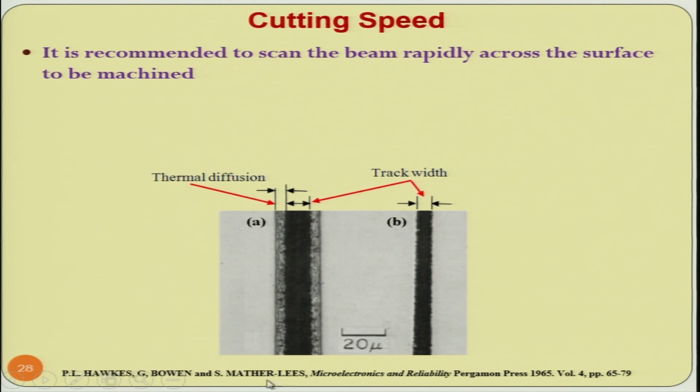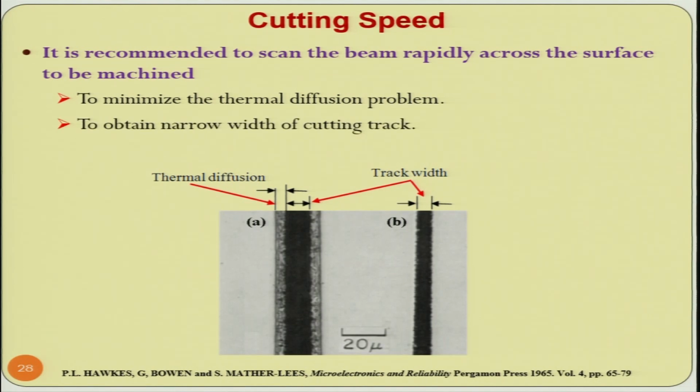This has been taken from this particular journal paper, Microelectronics and Reliability, Pergamon Press. This is the paper from the journal. To minimize the thermal diffusion problem, to obtain narrow width of the cutting track.